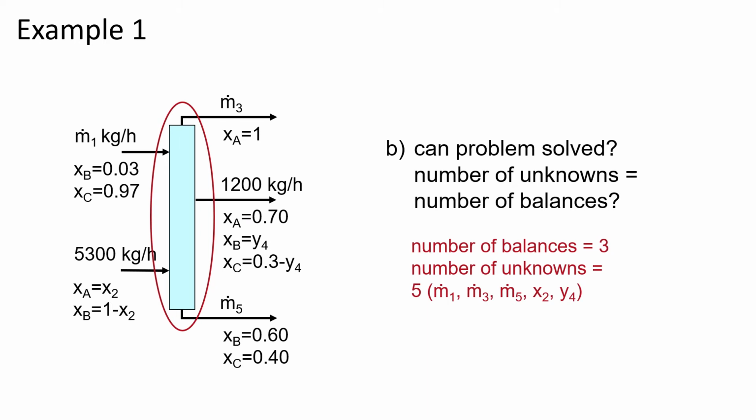We hope that the number of unknowns is equal to 3 so that we can solve for the unknowns. We know the number of balances is 3. Let's count the number of unknowns.